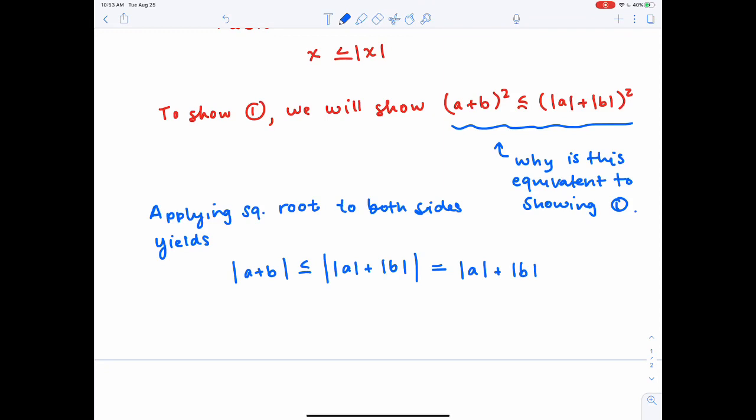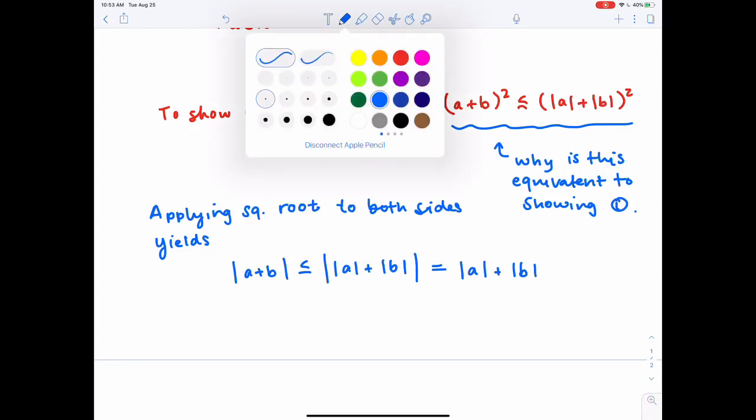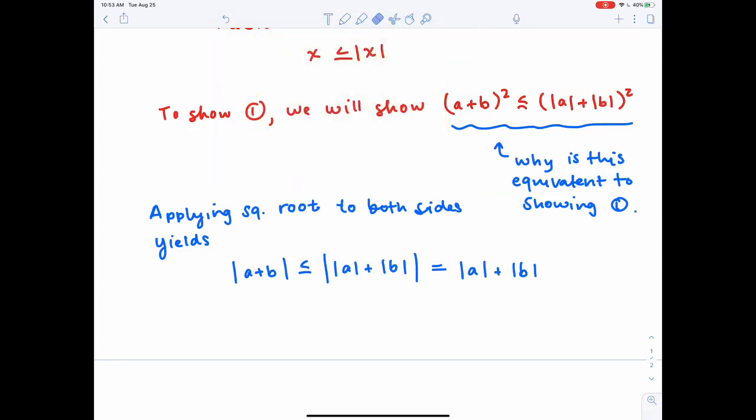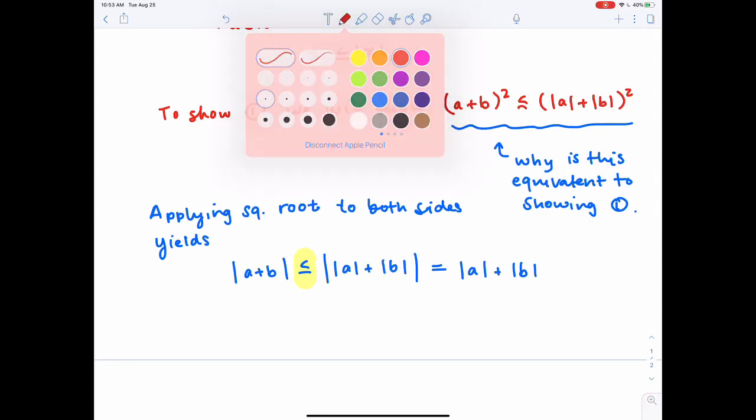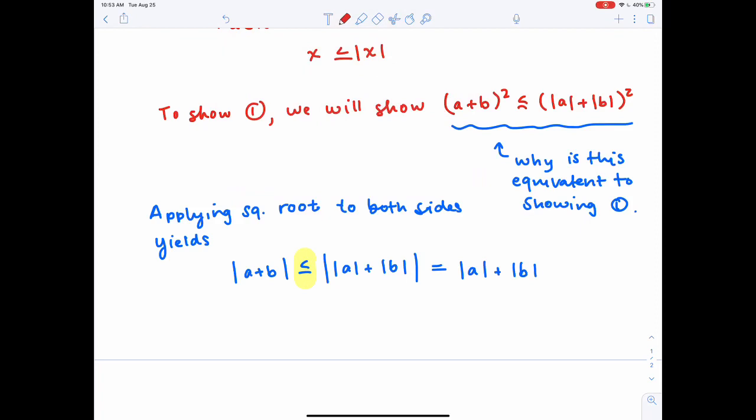The other thing here that I want to point out is that we technically haven't said why this is true. We've taken square roots of both sides and we have to ask ourselves, well, why is the inequality preserved? That's not true for every function.